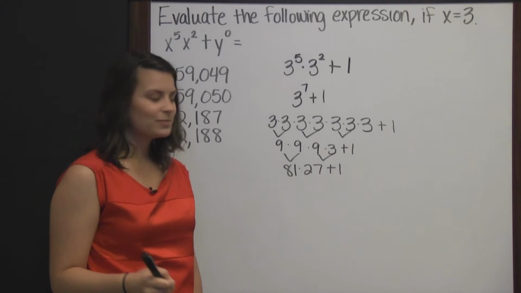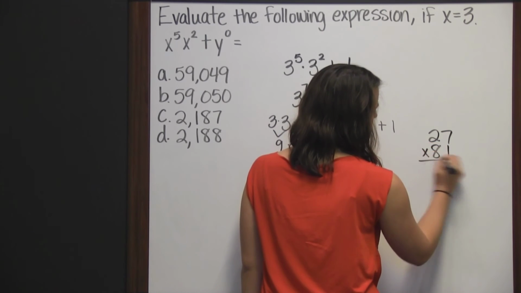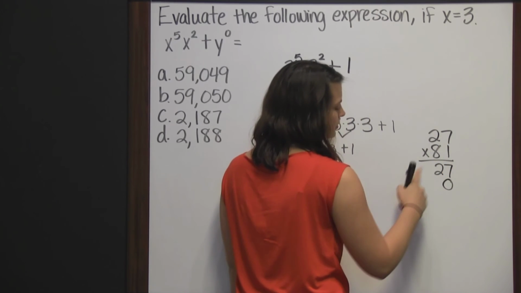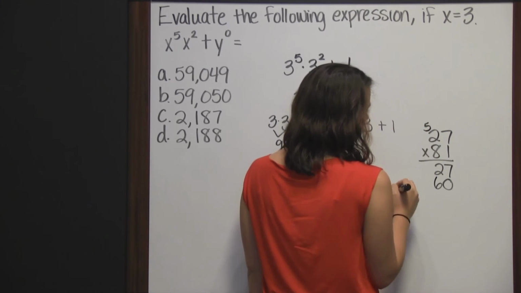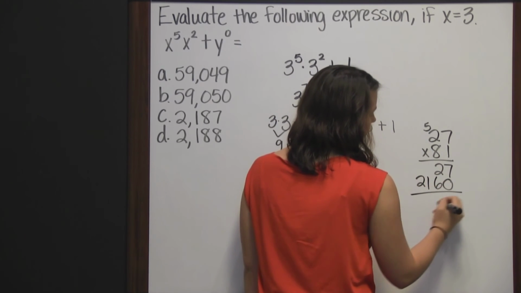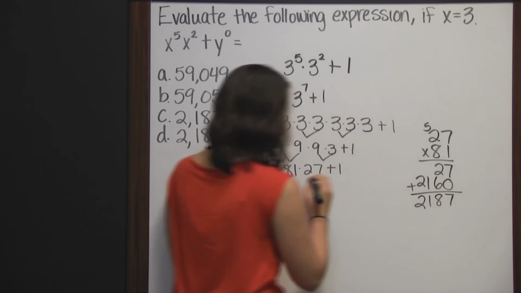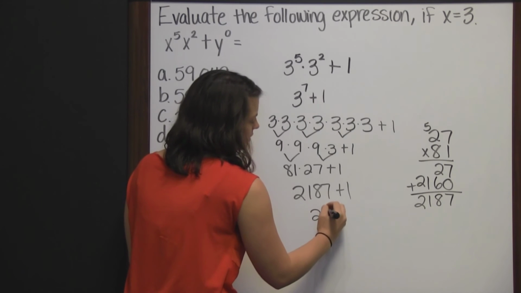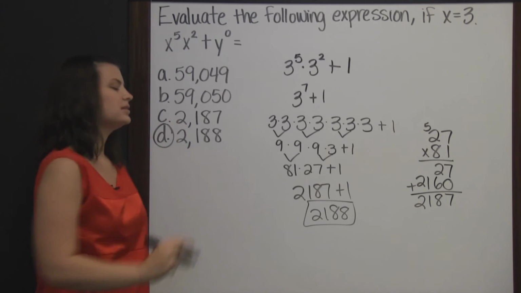Okay, so now we need to multiply 81 times 27. 27 times 81, 1 times 7 is 7, 1 times 2 is 2, 0 placeholder. 8 times 7 is 56, so write the 6, carry the 5. 8 times 2 is 16, plus 5 is 21. Adding these together, we get 2,187, plus 1, which is 2,188. So that's our answer. Answer D.